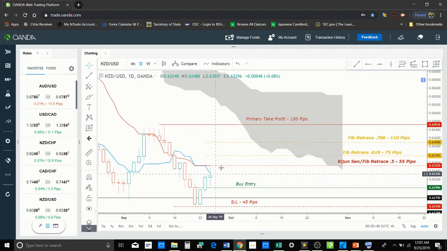I wouldn't have been trying to take this all the way up here because it's simply a retracement, and that would probably be just being too greedy with this trade. It is bearish overall. It has bearish market sentiment.